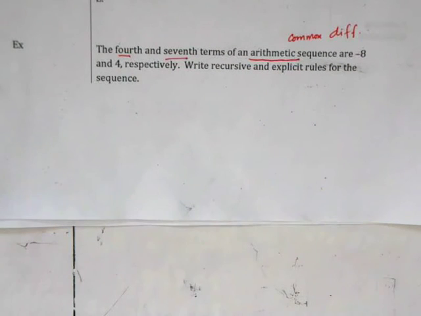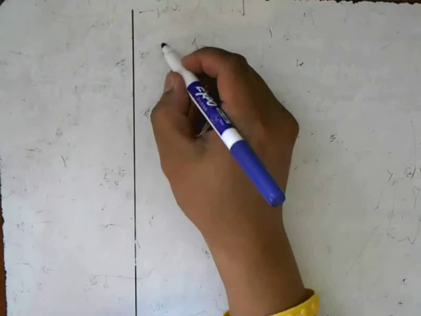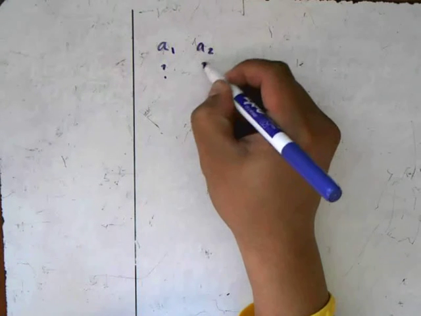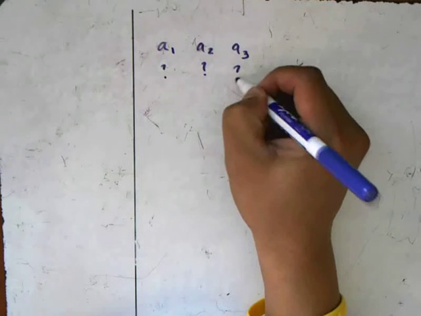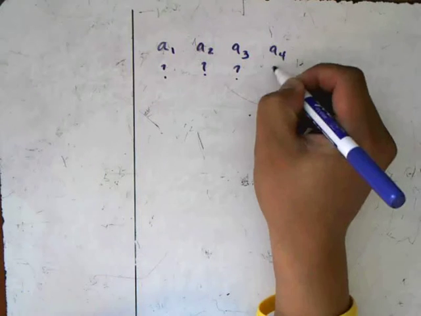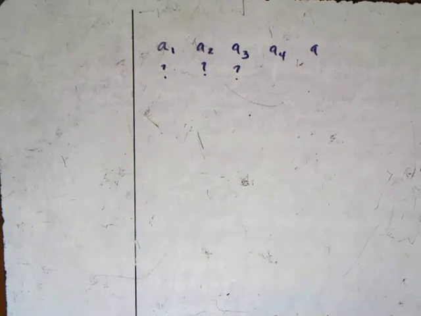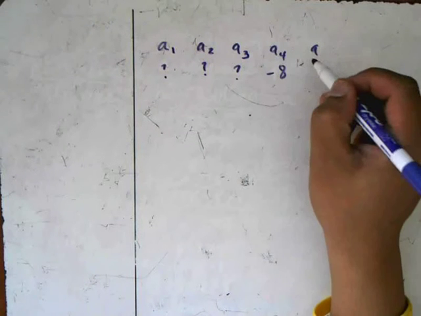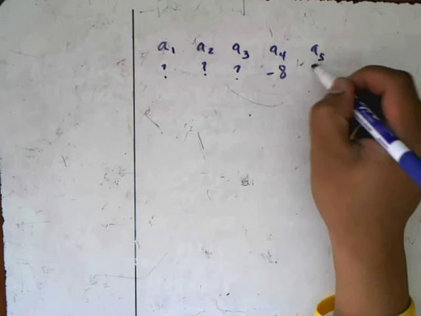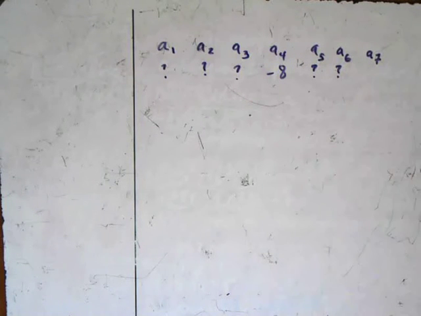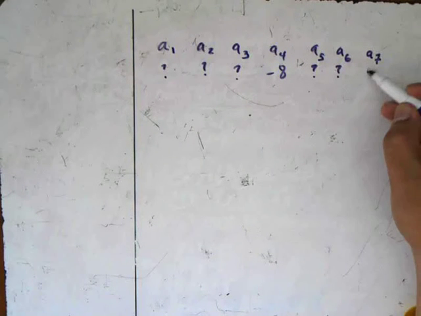So with that, we can actually do a lot, and it actually is enough information for us to figure out all of the other terms. So the first term, A1, I don't know what that is. A2, don't know. A3, don't know. A4 we do know. It's -8, because it says it's the fourth term. A5, don't know. A6, don't know. And A7 says that it is 4.